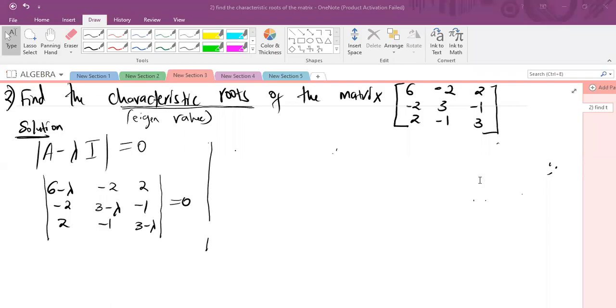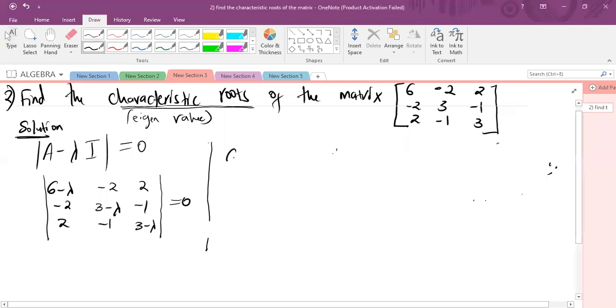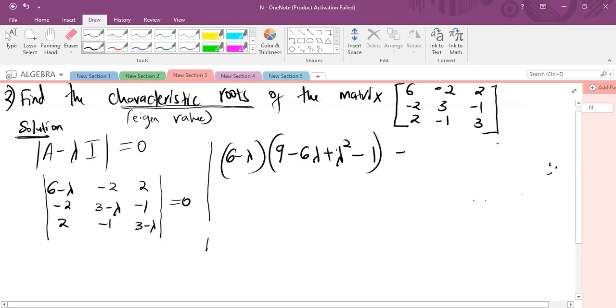Okay, fine. So using this first row here, we are going to evaluate the determinants. I'm going to start with 6 minus lambda, delete the row and column in which 6 minus lambda lies in. Then I'm going to have this equation minus this. So this equation right here will be 9 minus 6 lambda plus lambda squared minus 1. Okay, plus 2 because this position comes with a minus.